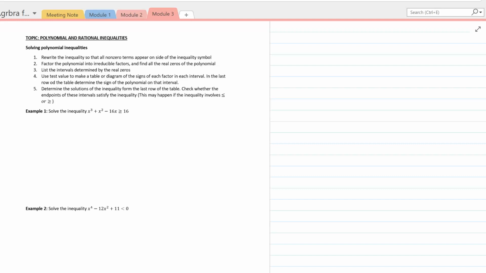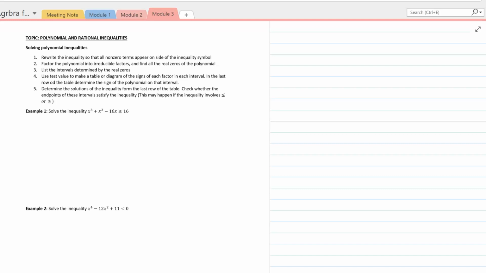Polynomial and rational inequality. Solving polynomial inequality. First, we rewrite the inequality so that all non-zero terms appear on one side of the inequality symbol. Next, we factor the polynomial into irreducible factors and find all the real zeros of the polynomial. List the intervals determined by the real zeros.